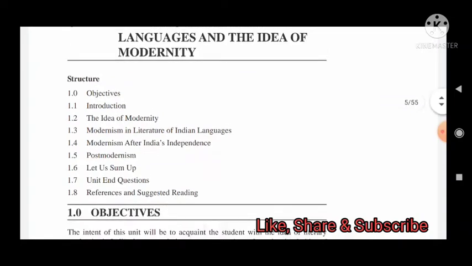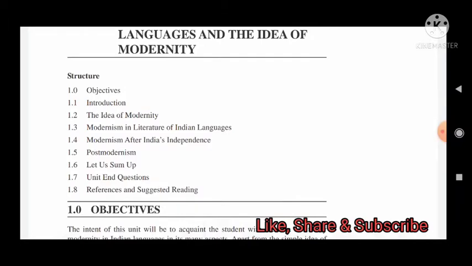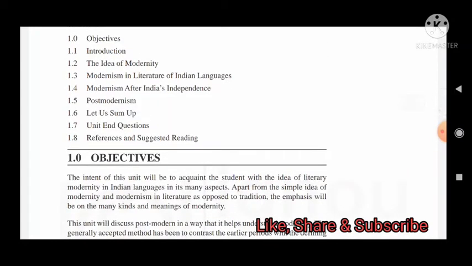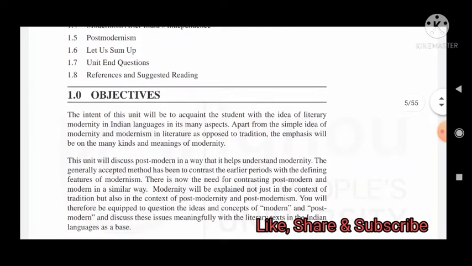So here it is the structure. You can see here the objectives, introduction, the idea of modernity, modernism in the literature of Indian languages, modernism after India's independence, postmodernism, let us sum up, unit-end questions, references and suggested reading. Here it is the objectives.